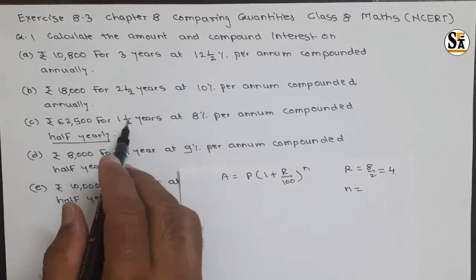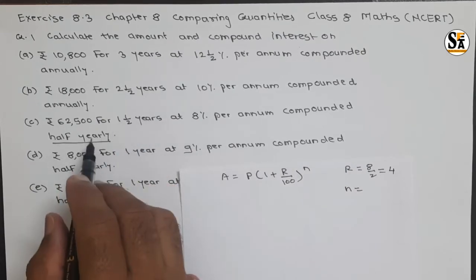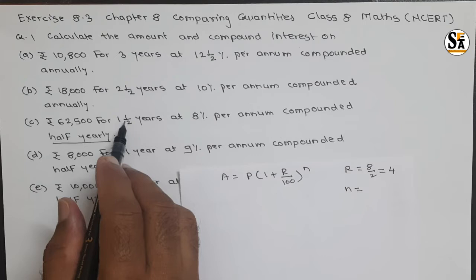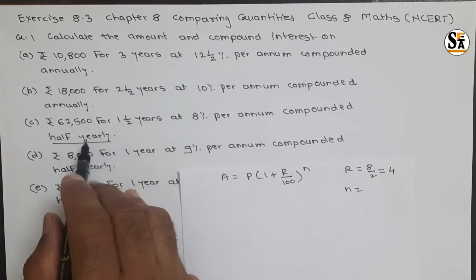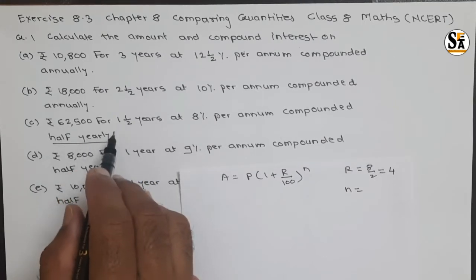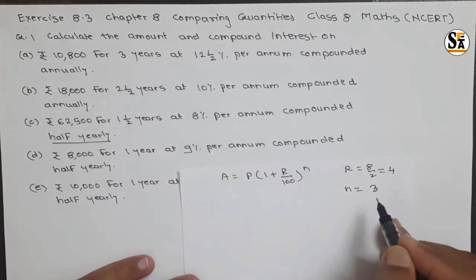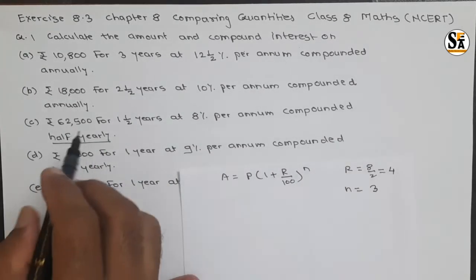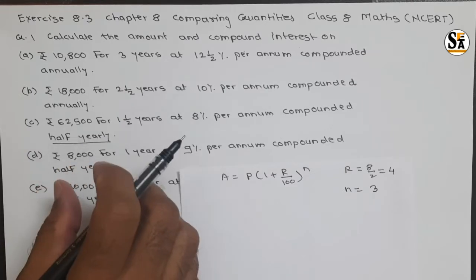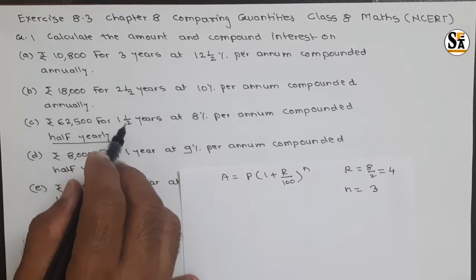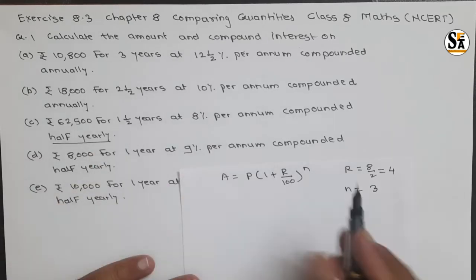And n, what is 1.5 year, means every half year we must consider as one round. So n will be 3. I am repeating, for 6 months we must consider as one term. There will be 3 terms. 1.5 year means 3 terms of 6 months. So n will be 3.